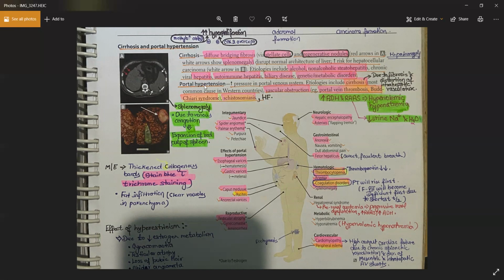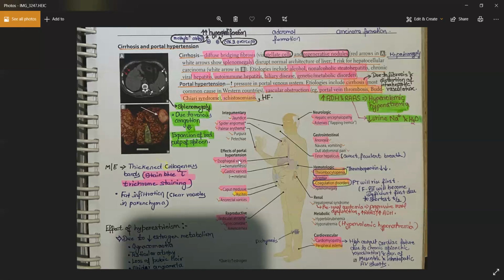Yeah, we get the portal hypertension, but I'm confused about the ascites thing. Ascites is because of the portal hypertension only. As you can see, it is listed under the heading of portal hypertension also. I'll send you the question. Yeah, you can send me the question. We will discuss that.